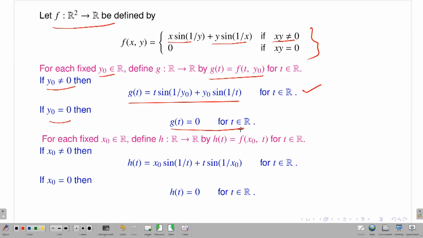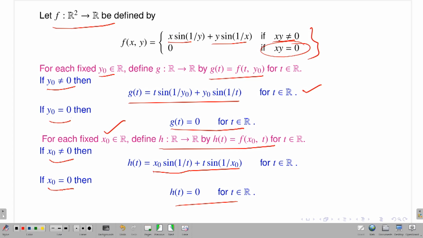So, g of t is 0. Similarly, if I have a fixed x naught, then I have a function h, with the definition h of t equal to f of x naught comma t. If x naught is non-zero, this is x naught sine 1 by t plus t times sine 1 by x naught, and if x naught is equal to 0, then I am in this case, so this is equal to 0. Now, let us look at the continuity of f, g, and h. By looking at the functions, if y naught is equal to 0 and x naught is equal to 0, then both the functions g and h are continuous because they are zero functions.